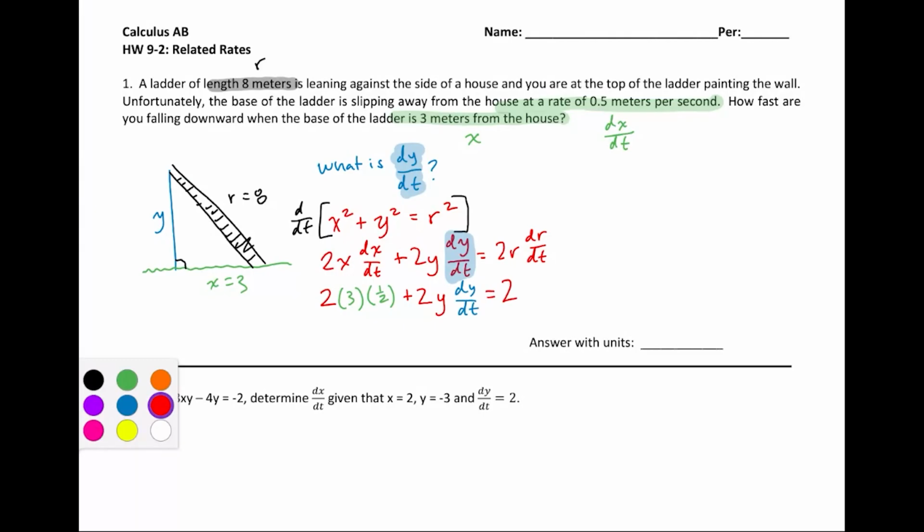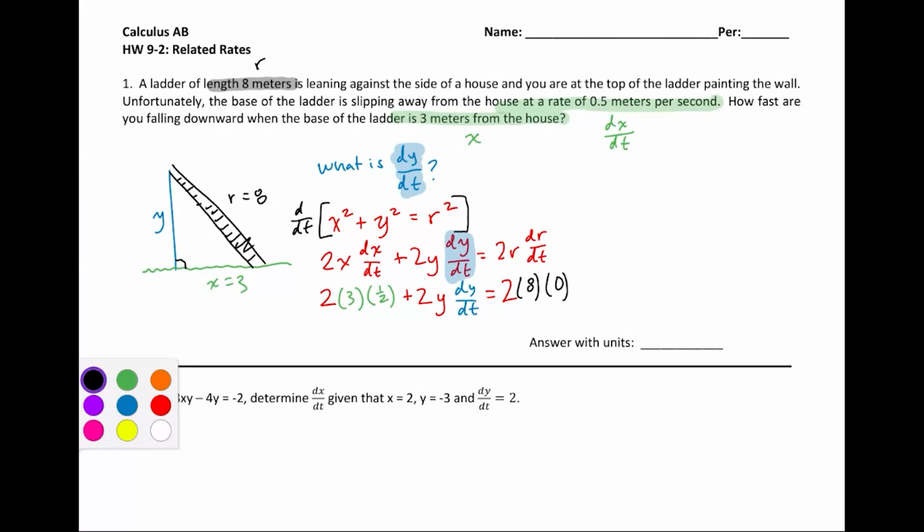Equals 2 times the length of the ladder here, which we said was 8, times the rate of change of the size of the ladder. Now, the ladder is a fixed length. It's not going to be changing. So the change in the length of the ladder with respect to time is just going to be 0.